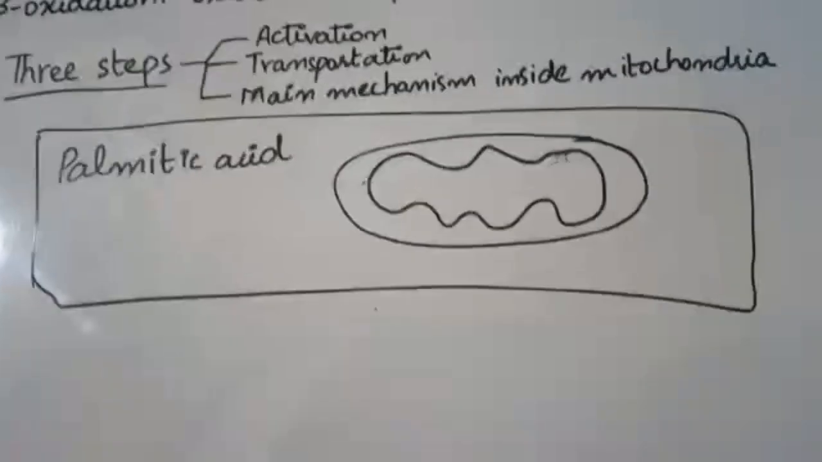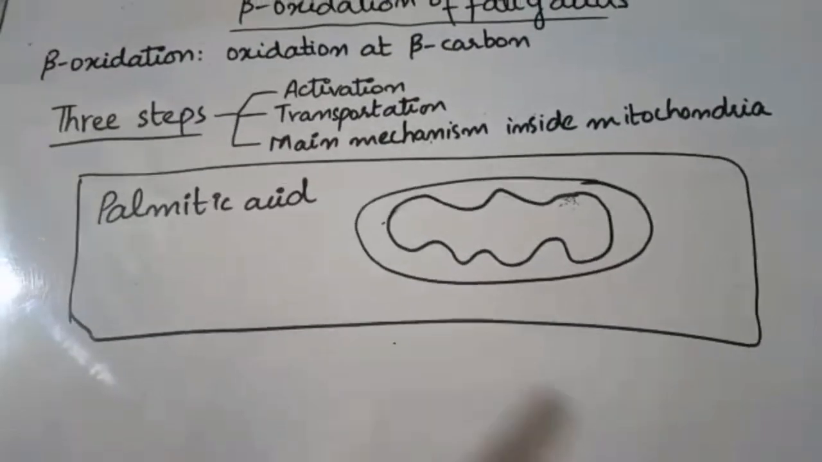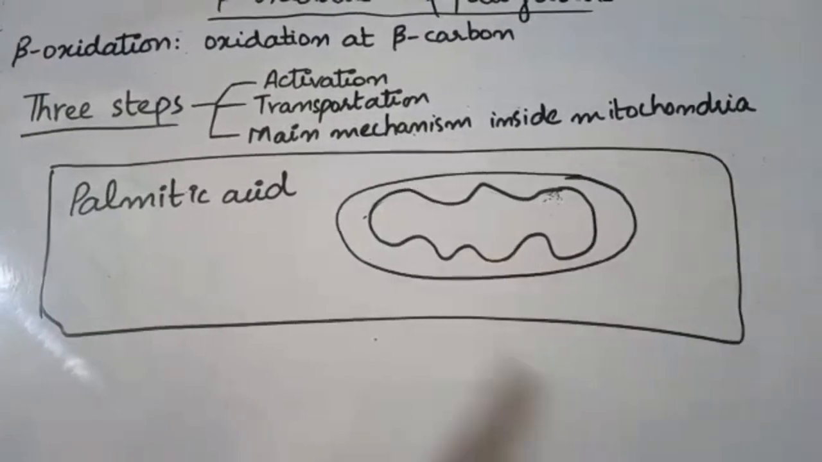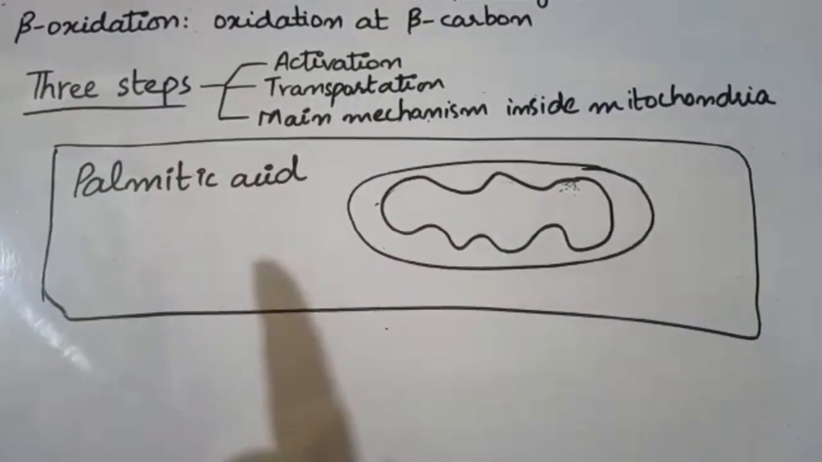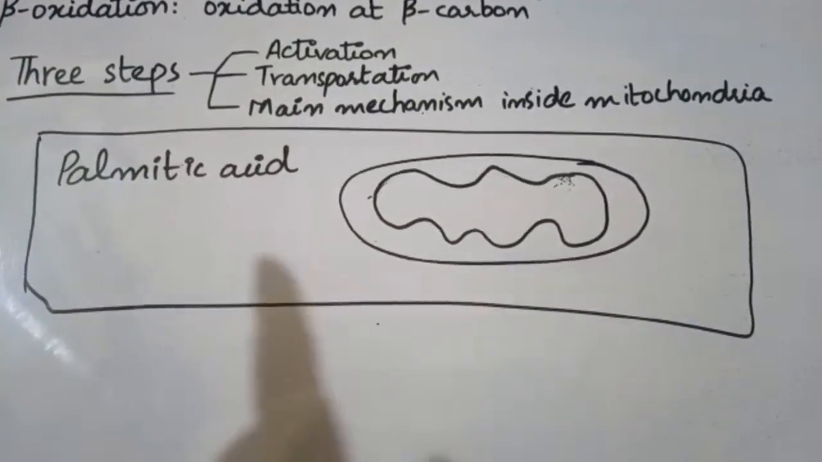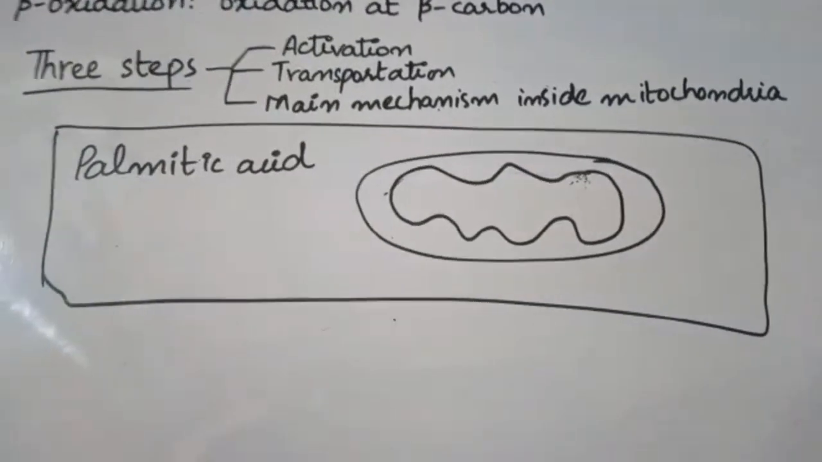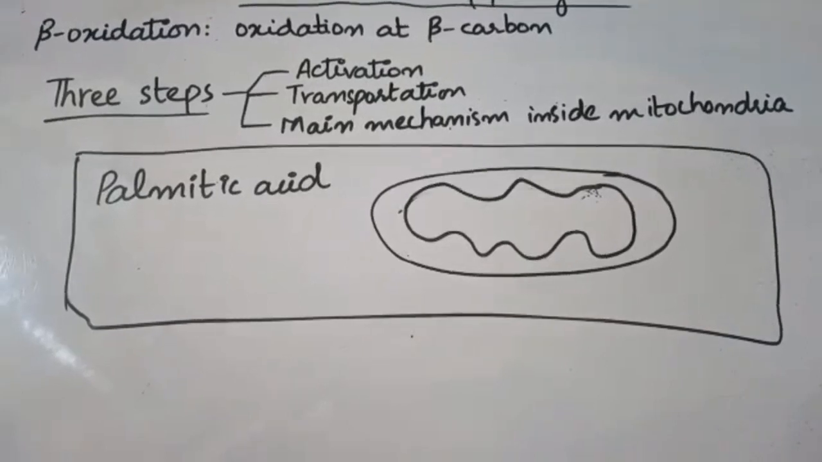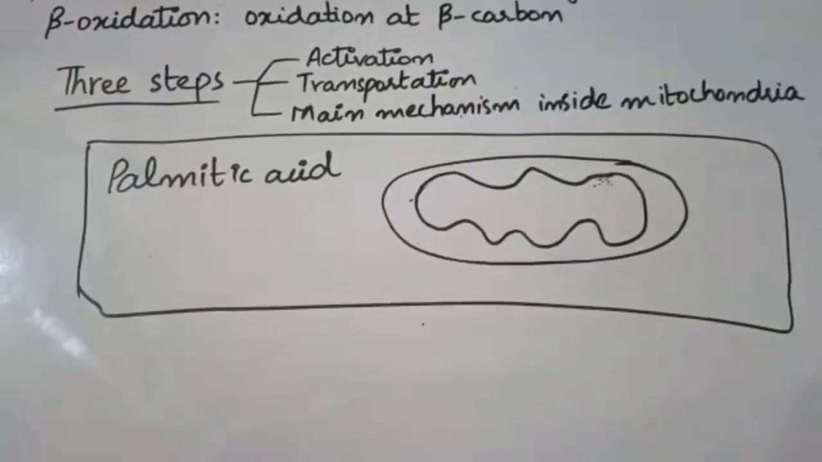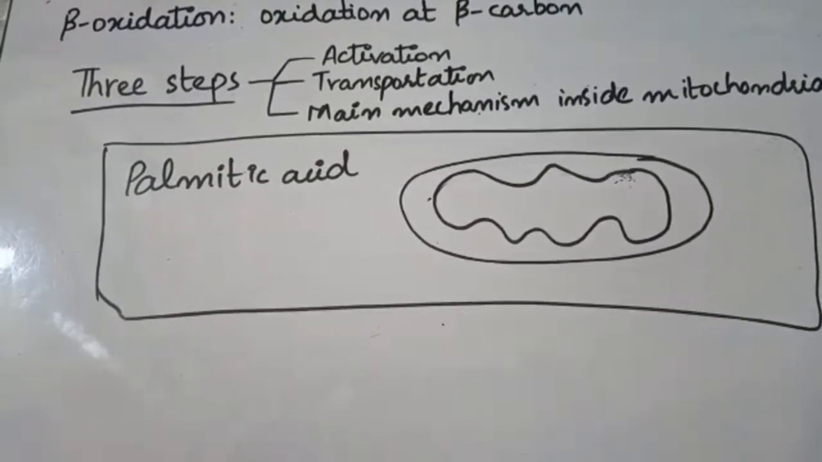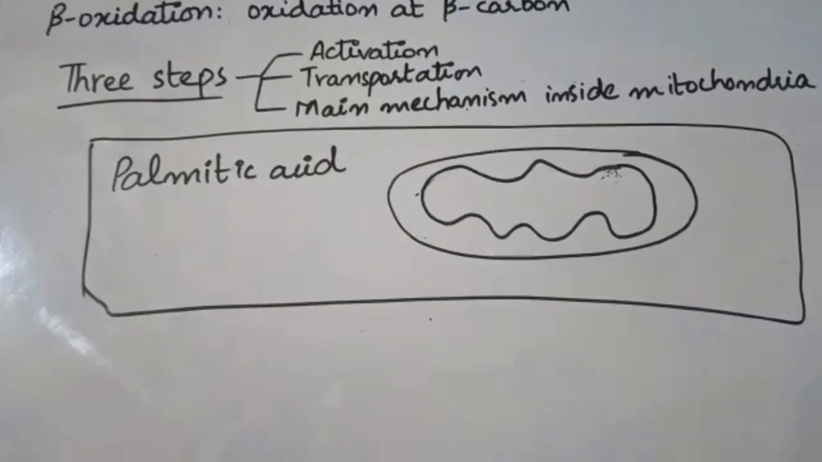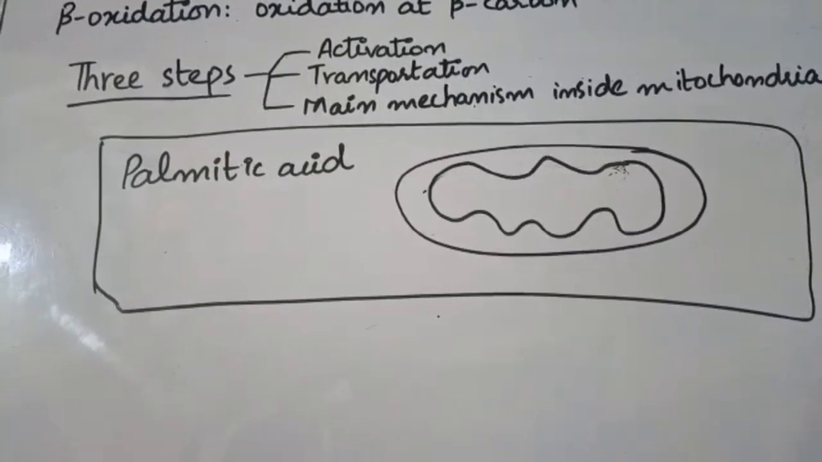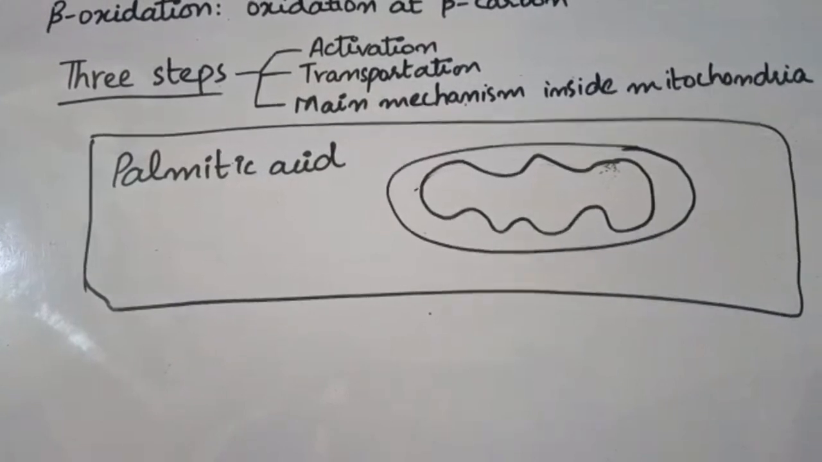So beta oxidation takes place in cytosol and also in the mitochondria. This portion is the cytosol. The palmitic acid is present in the cytosol, but it's not possible for palmitic acid to directly enter into the mitochondria. The membrane of mitochondria is semi-permeable and it does not allow the entry of palmitic acid into it directly.